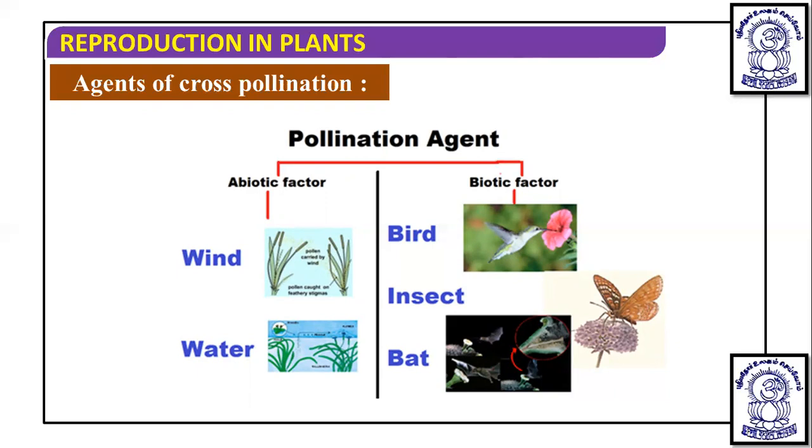Okay, students, I hope you are getting this part. We have discussed in the previous lectures how the male reproductive organ is formed, how the egg is produced, how the male gamete is produced, and how they come in contact through pollination, and the different types of pollination. Now after this, we will be discussing these pollinating agents in detail.